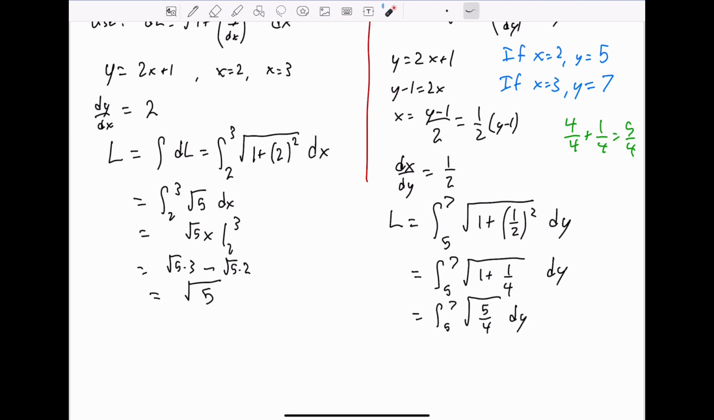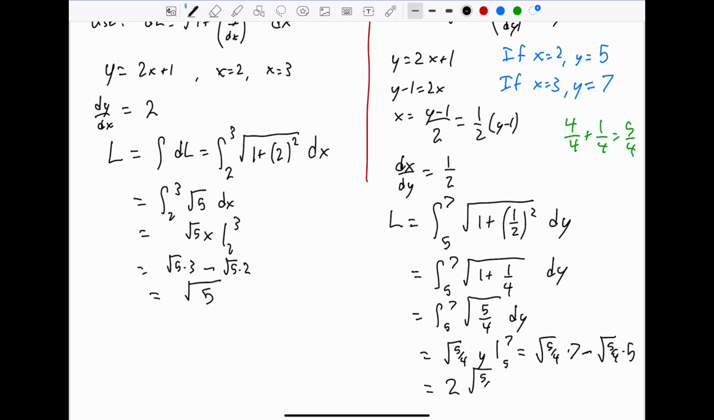Once again, we have just a constant, so the antiderivative of the constant is the constant times the variable, which is y. So we have square root of 5/4 times y from 5 to 7. We'll input a 7, we'll input a 5, and then we'll get the final answers. Square root of 5/4 times 7 minus square root of 5/4 times 5. We have 7 times the square root minus 5 times the square root. The difference here would be 2 times the square root.